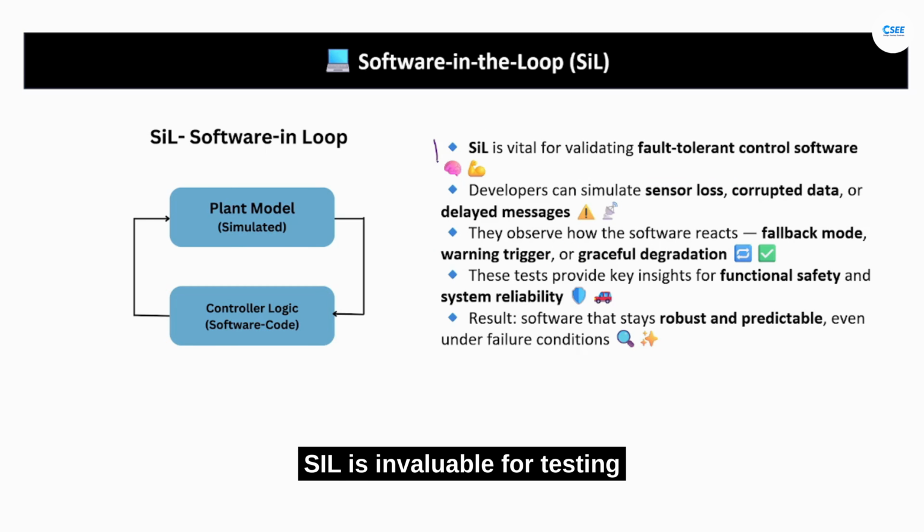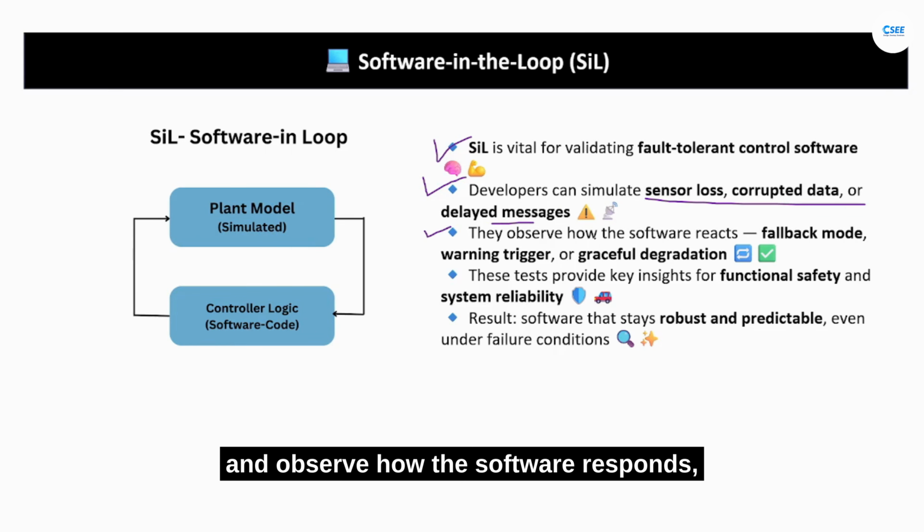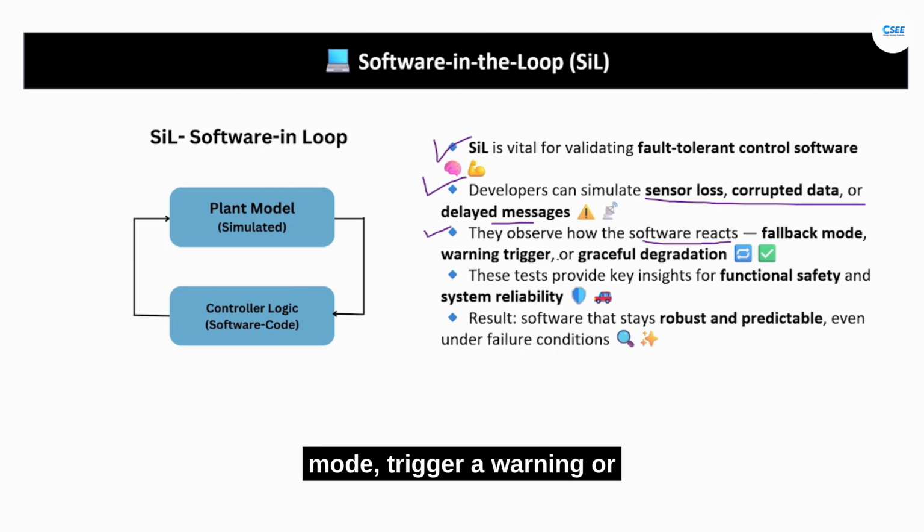Additionally, SiL is invaluable for testing fault tolerant software. Developers can simulate loss of a sensor, corrupted data, or delayed messages and observe how the software responds. Does it switch to a fallback mode, trigger a warning, or gracefully degrade performance? Such insights are crucial for functional safety and reliability validation.